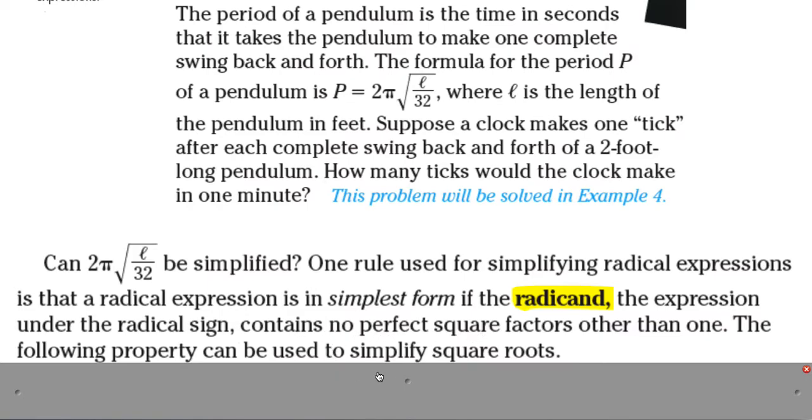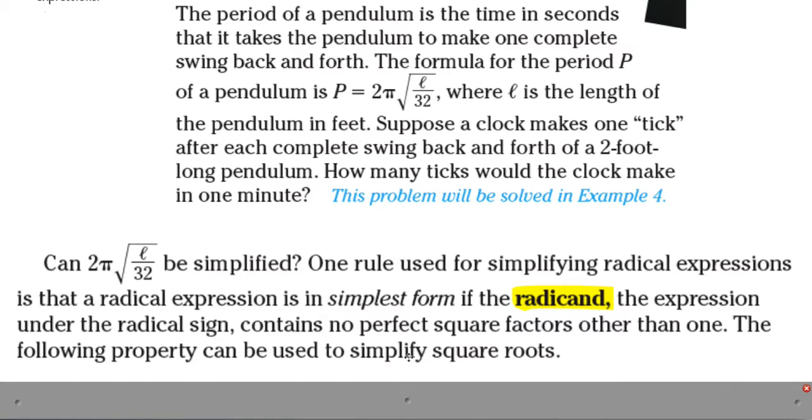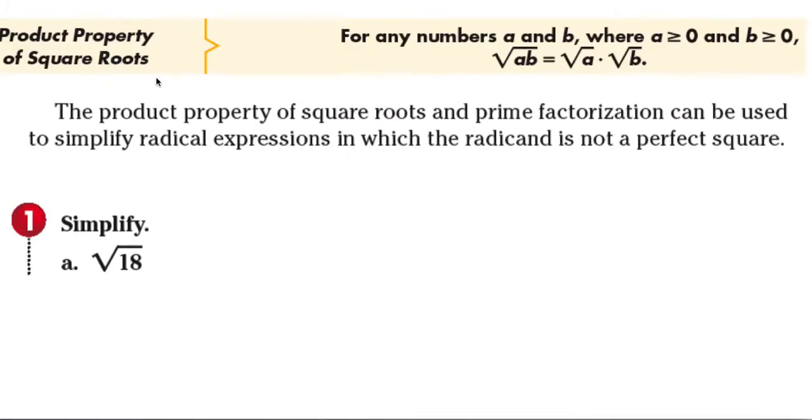The following property can be used to simplify square roots. This property is called the product property of square roots. It simply states that for any numbers a and b, where a is greater than or equal to 0 and b is greater than or equal to 0, the radical of ab is equal to radical a times radical b. The product property of square roots and prime factorization can be used to simplify radical expressions in which the radicand is not a perfect square.